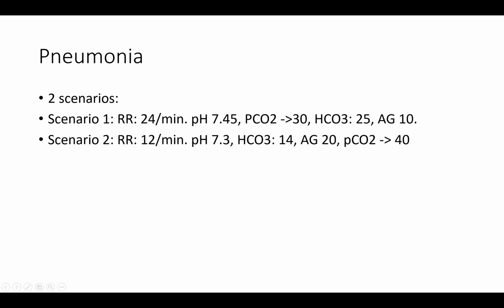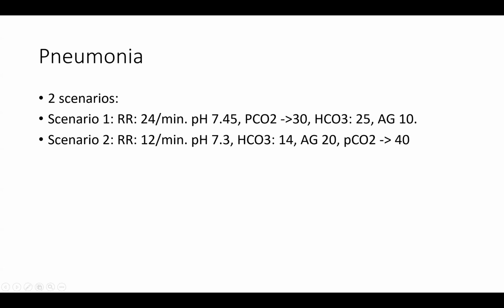Okay, now the interesting part. You have a patient with pneumonia, and I'll give you two scenarios. Scenario one is breathing at 24 per minute, pH is 7.45, PCO2 is 30, bicarbonate is 25, anion gap is 10. So in other words, you have a normal anion gap. Let's start from pH. pH is 7.45, so it's more than 7.4. So the patient is alkalemic, and the main process has to be alkalosis.